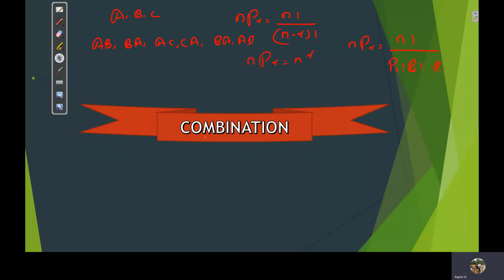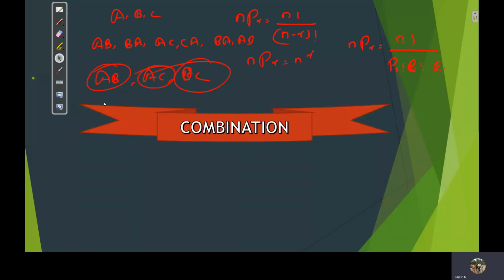But combination is different. Combination means selection. So out of A, B, C, if you want to select two items, then it may be AB, AC, BC. AB and BA are the same, so instead of AC and CA, you write AC. BC and CB is called BC. So that is only three things, because if you take apple and orange or orange and apple, the selection is the same. Order is not important.